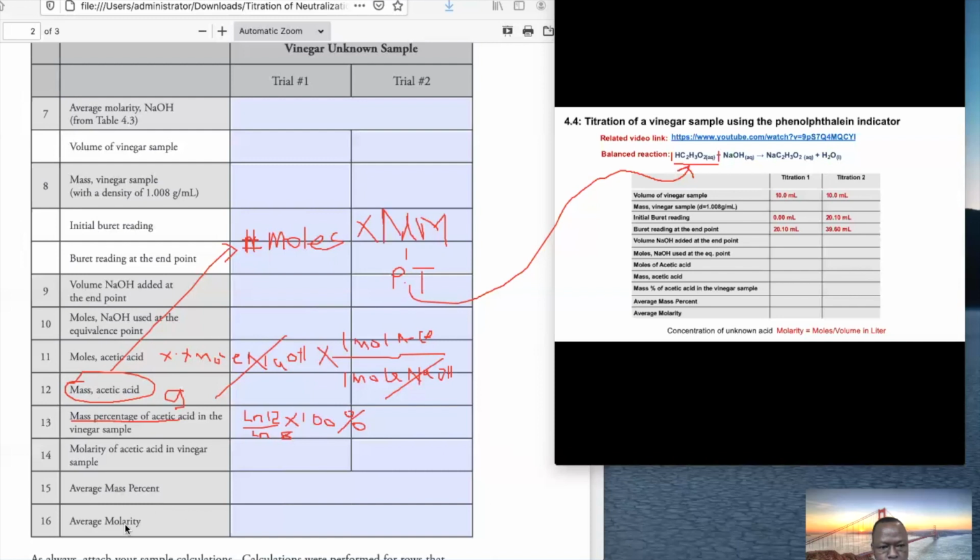Now, line 15, there's no question. Line 14, sorry, molarity of acetic acid in vinegar. We know molarity is number of moles over volume in liters. You can use the moles of acetic acid. Do we know the number of moles of acetic acid? Yes, we know the number of moles of acetic acid. So this will be line what? This will be line 11.